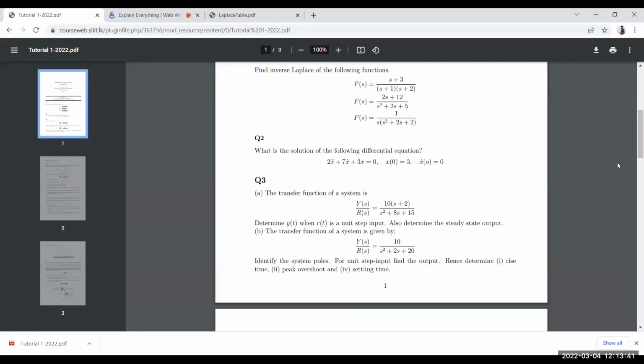So we go back to the question. Question 3, actually here you have been given a transfer function, Y(s) over R(s), and it has these parameters. So you have to determine y(t). That means you have to get the inverse Laplace of this Y(s) part. You have to put this R(s) to that side, and get the inverse Laplace of this, where r(t) is a unit step function, right? Then you have to determine the steady state output.